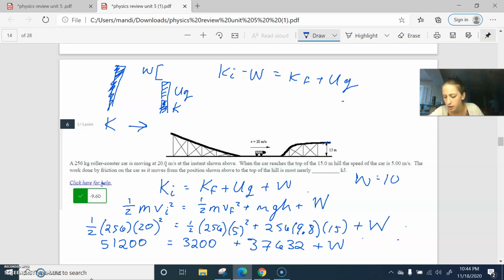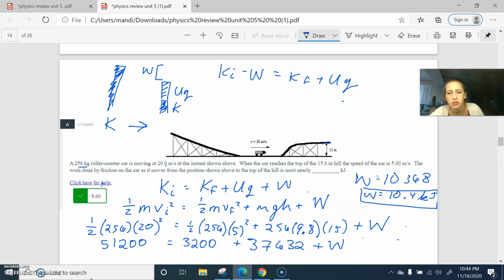I'm getting that other answer again. I got 10.4 and I was real confident about it. Let's look at this really closely.